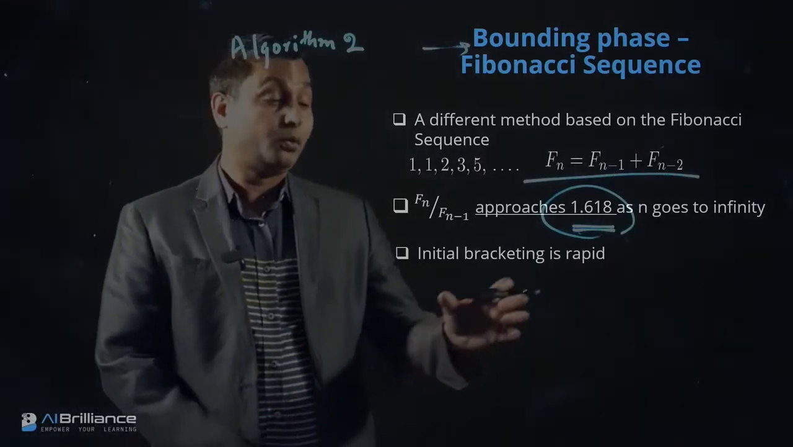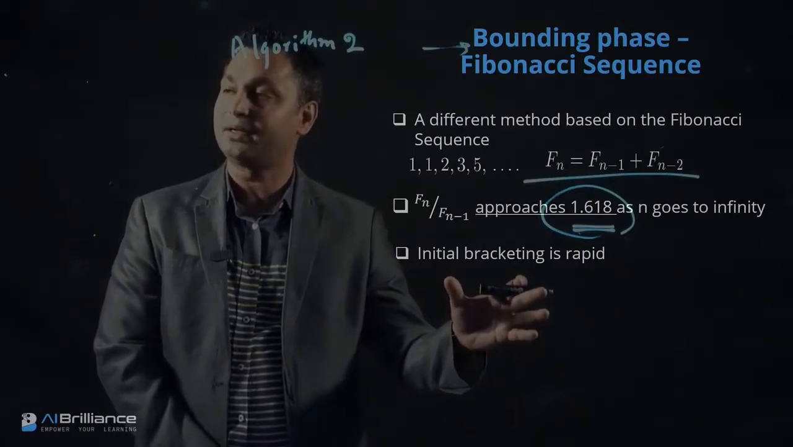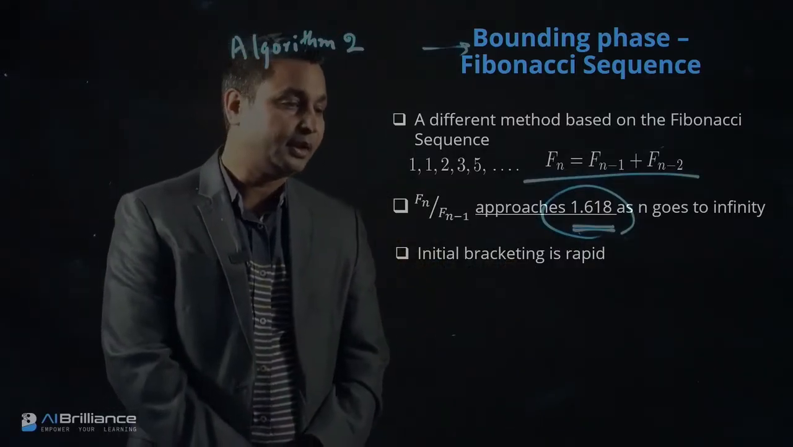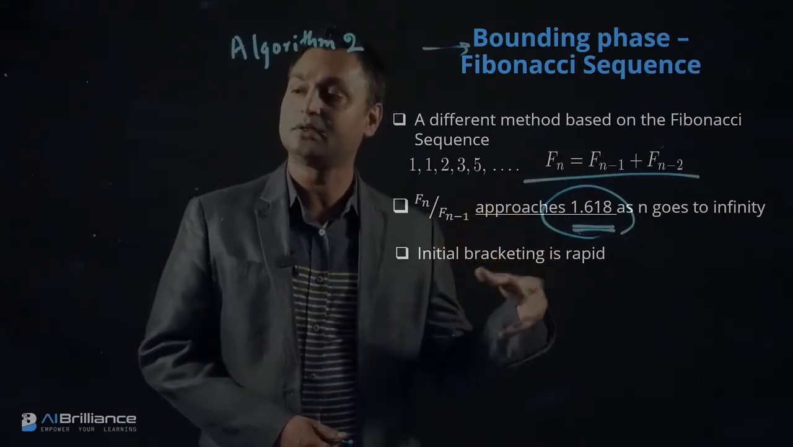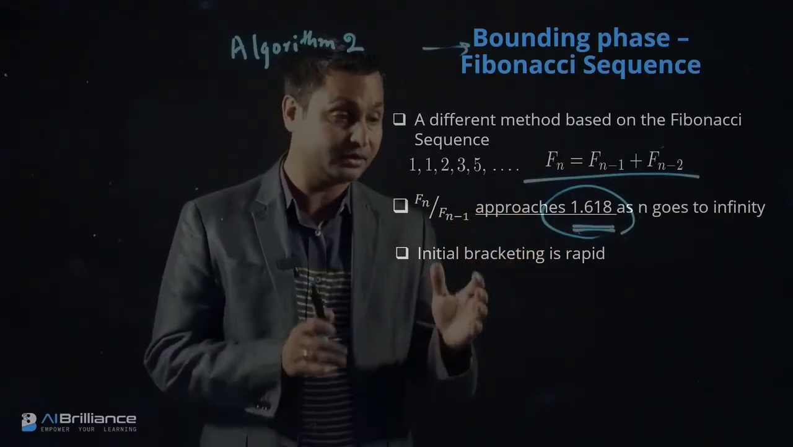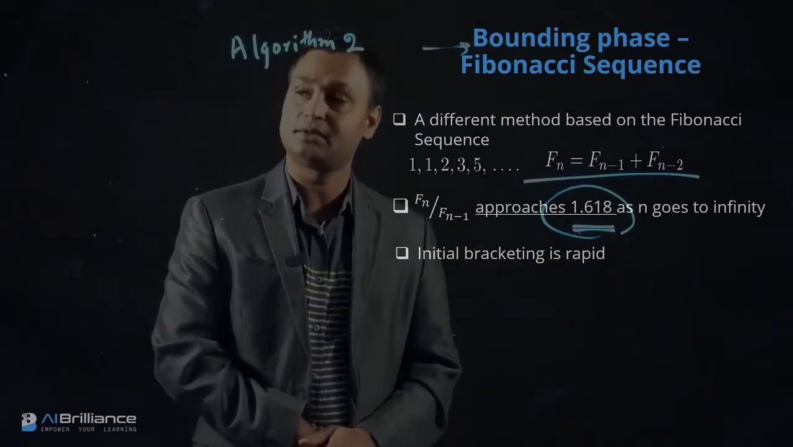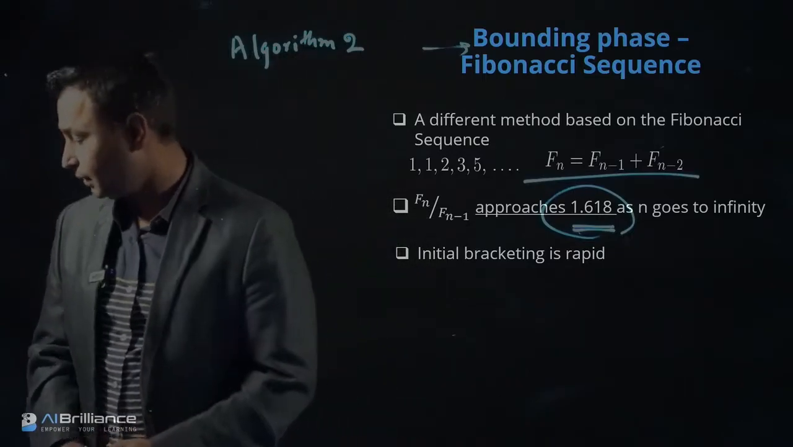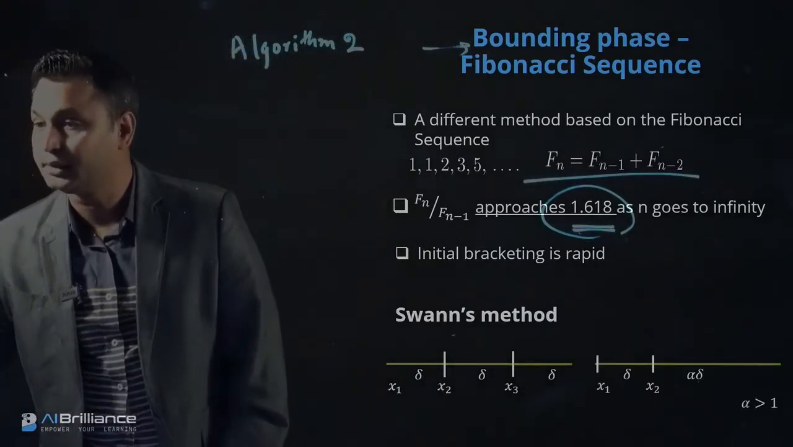So why is it important to know this? Because compared to the initial bracketing that you see with Swann's method, the Fibonacci method is faster and does a rapid initial bracketing, at least in the initial portion of it. So in some cases it might be faster than Swann's method. Let's look into what the comparison and the different details are.